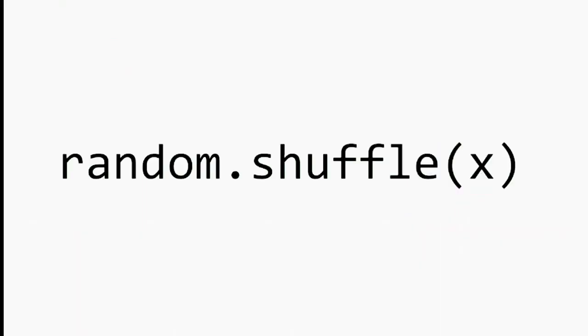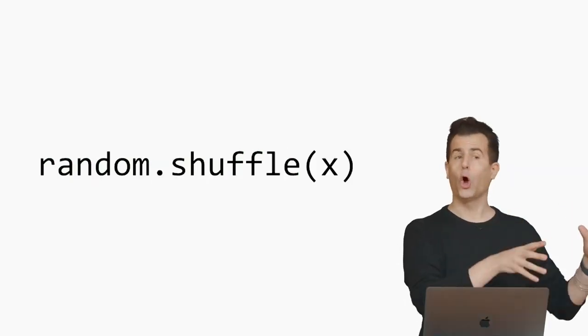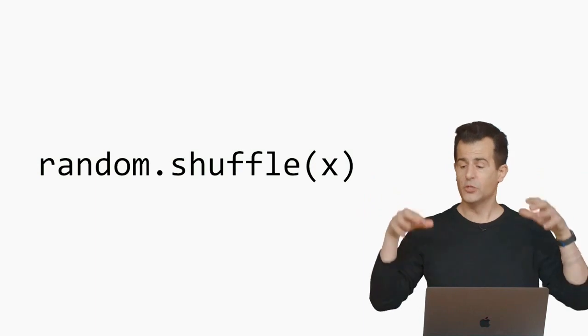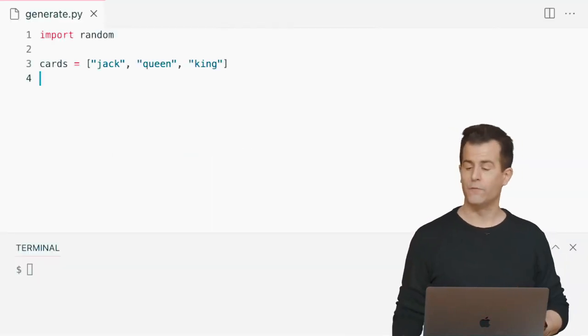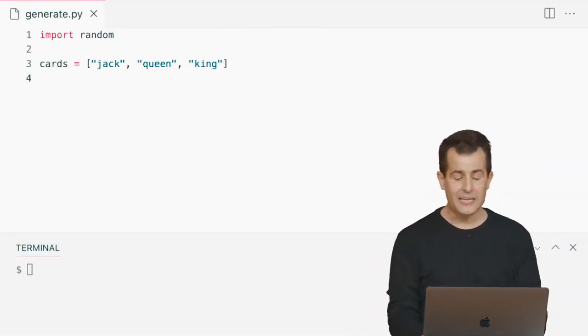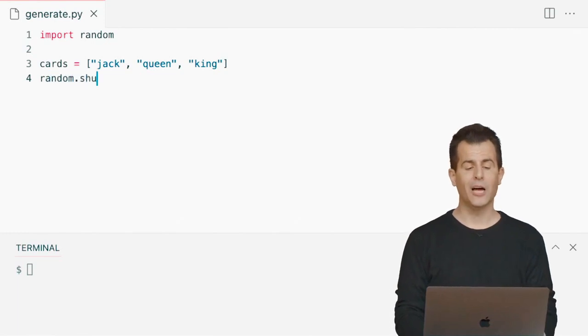Well, how does this now work? If you read the documentation for random.shuffle, you'll see that it shuffles the argument in place. That is, unlike many of the functions we've seen, it doesn't return to you a value that contains the shuffled cards in this case. It actually shuffles the list it's given itself. So what this means for my code is that I need to do something like this. random.shuffle and pass in the variable containing those cards.